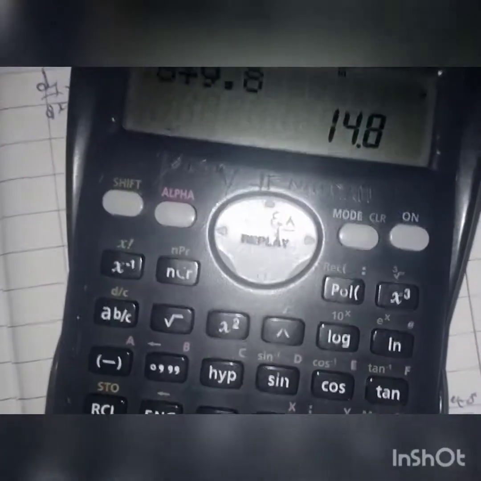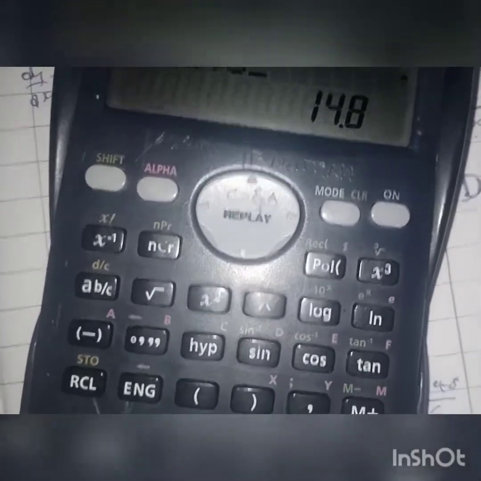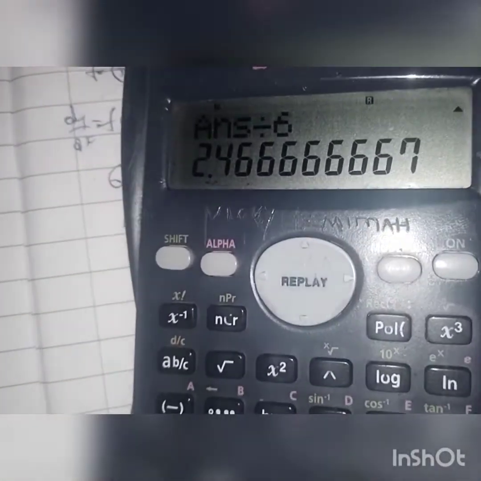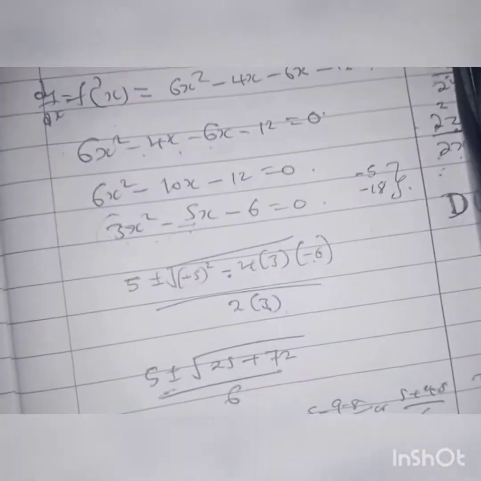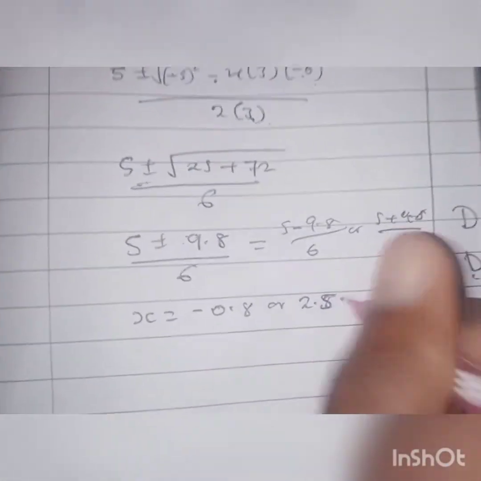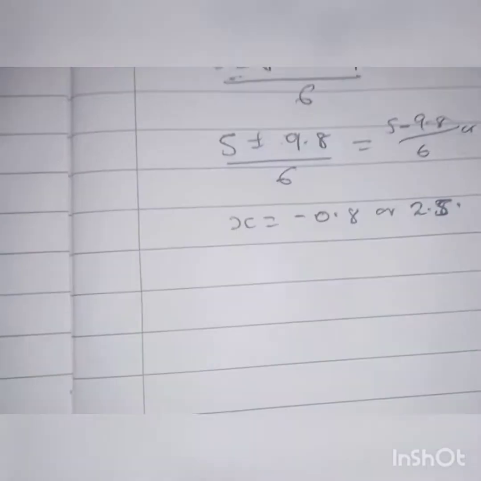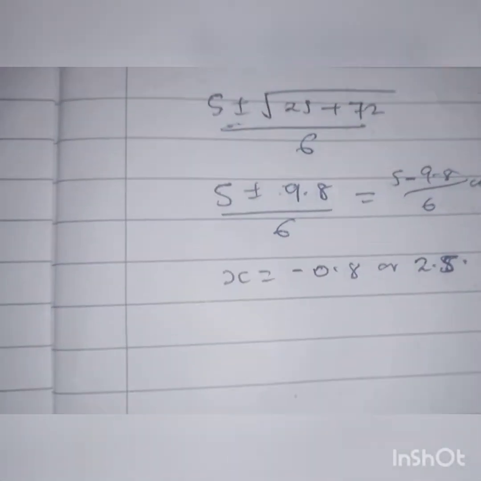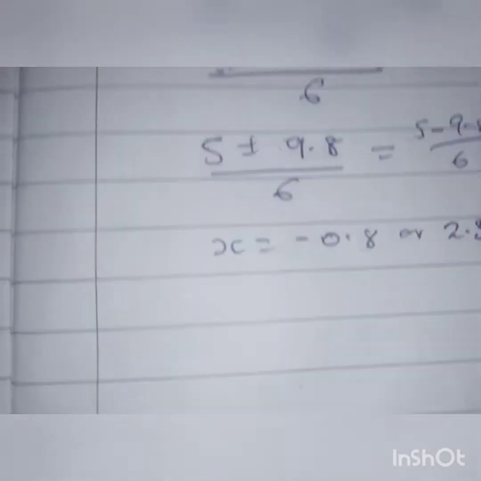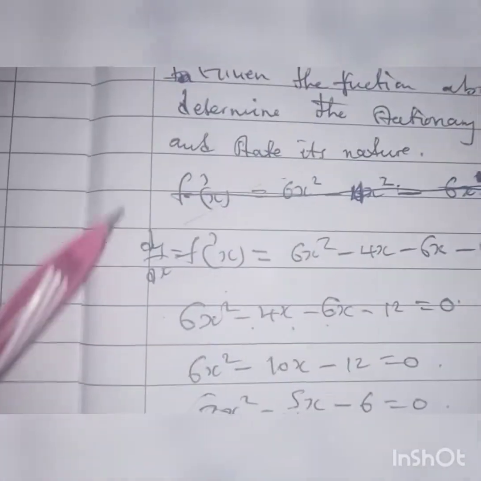Or 5 plus 9.8 is 14.8, then divide this result by 6, it's just 2.5. So x can either be negative 0.8 or 2.5. Now, let's find the values of y.